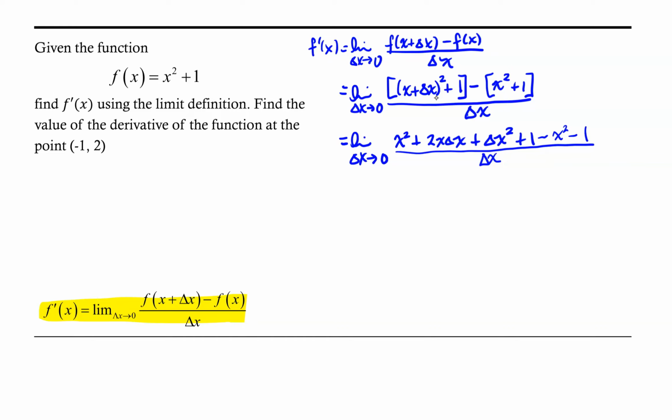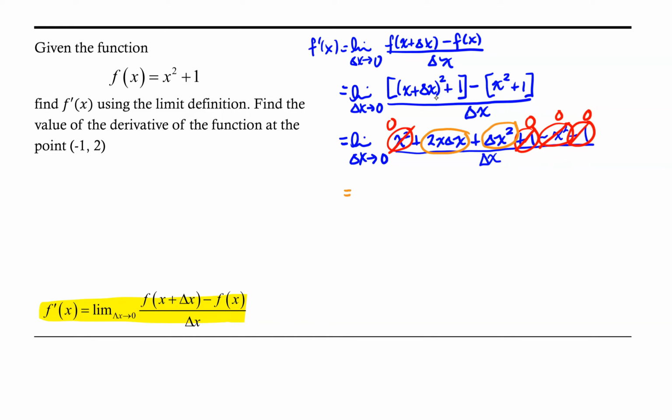Now, if we look in our numerator, I can see that I have a positive x squared and a minus x squared. Those will add to 0. I can see I have a plus 1 and a minus 1. So those will add to 0. So all I have left is this 2x delta x and this delta x squared. So I will factor a delta x from each of those terms.